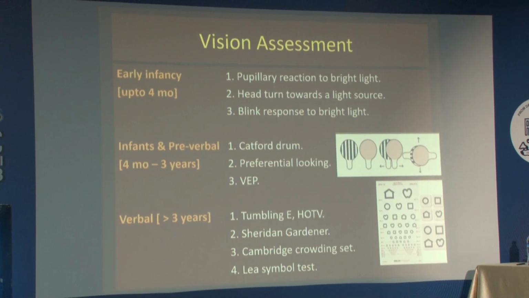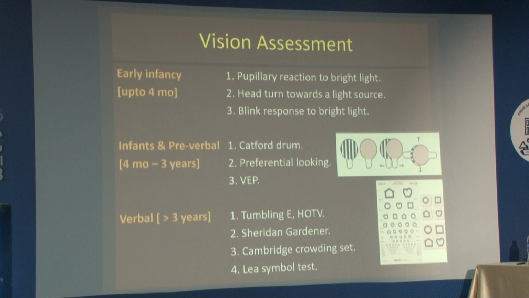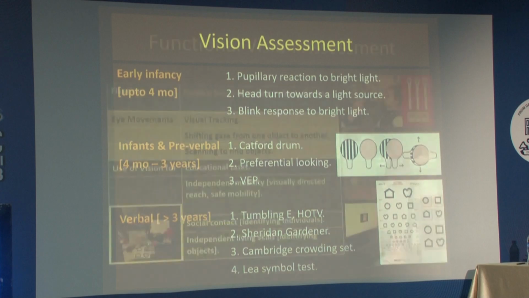So vision assessment is difficult in children, but not impossible. In early infancy, up to 4 months, you can check for pupillary reaction to light, head turn towards a light source, or blink response to bright light. For infants and pre-verbal children, you can use the Catford drum, preferential looking tests like grating acuity, and visually evoked potentials. In verbal kids, you can use tumbling E, HOTV test, Sheridan-Gardiner, Lea symbol tests, and there are a host of other tests which one can use.